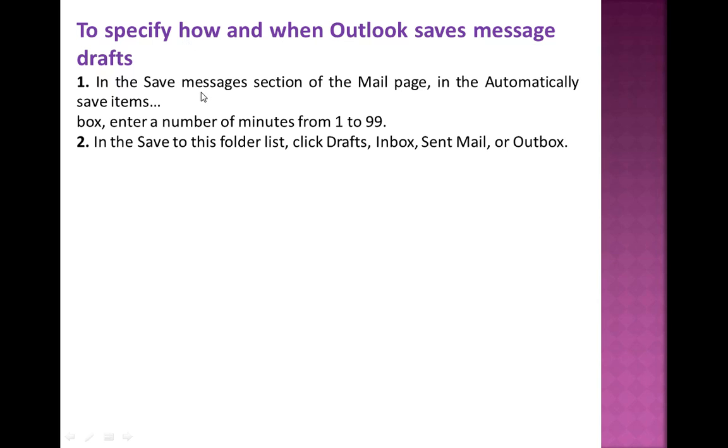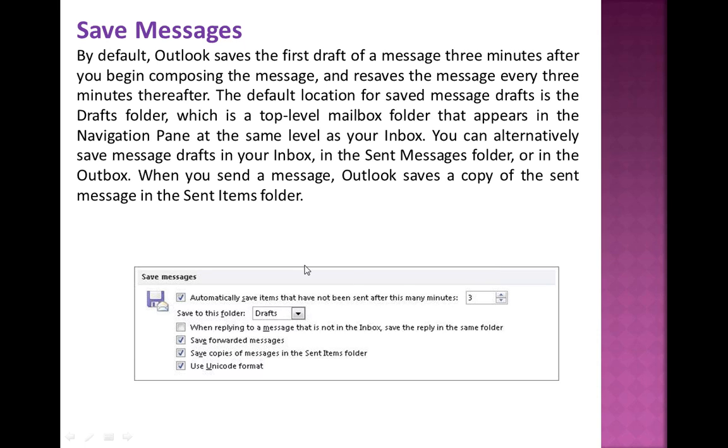This is how to specify. Simply click in the save messages section of the mailbox. In the automatic save item, you can enter minutes from 1 to 99. It means a message will save automatically from 1 minute to 99 minutes.